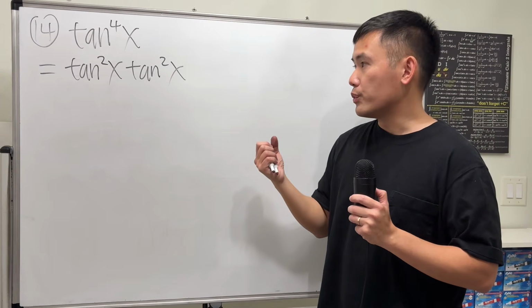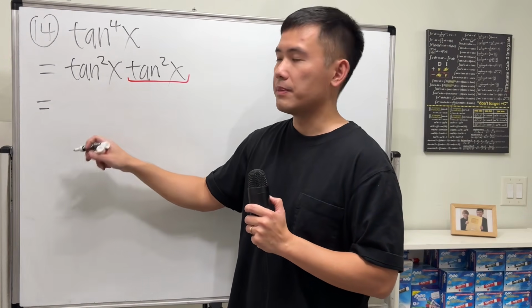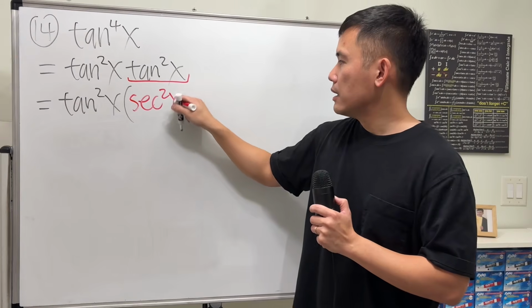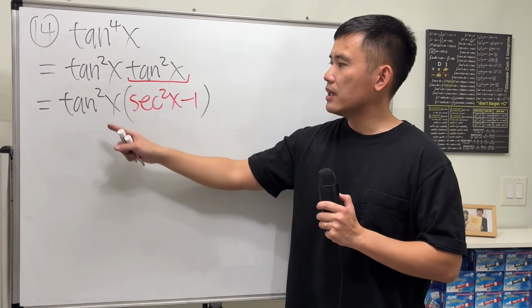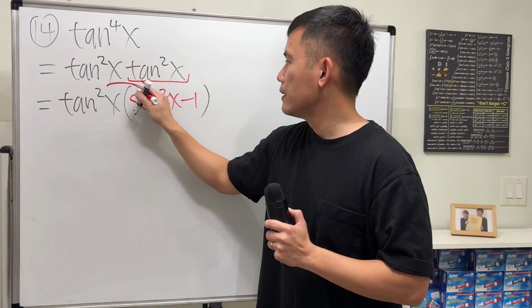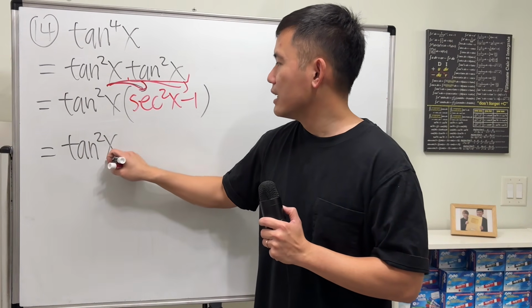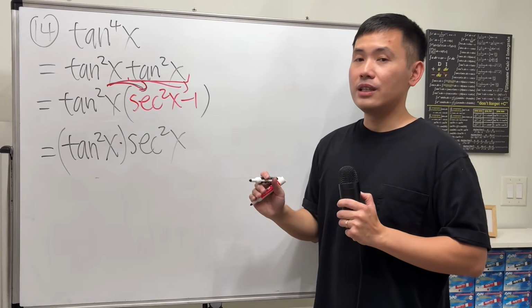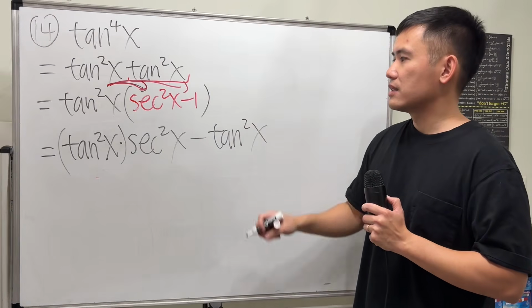Now, what do we do? Well, I'm going to look at this right here. I'll change it to the secant square x minus 1. Okay, we have a secant square x. Remember, the tangent is good. So distribute this now. This right here, we get tangent square x times secant square x. And this by itself, it's integral ready already. And then this times that is minus tangent square x.